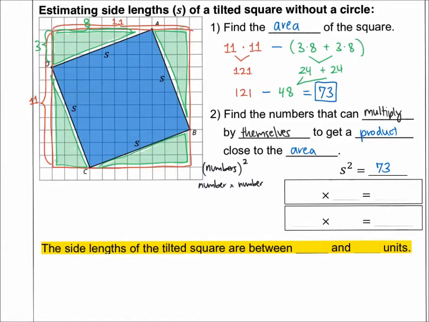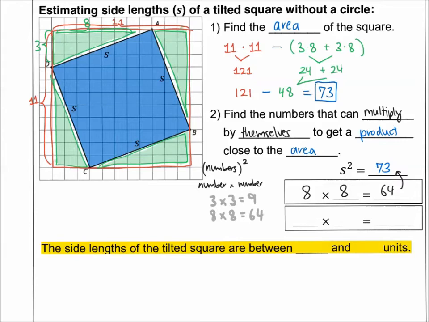We can test out numbers if we're not sure. For example, 3 times 3, that doesn't get us anywhere close. If we try bigger numbers like 8 times 8, that does end up getting us closer. 8 times 8 is 64, and that's pretty close to 73. So I'm going to write that as a potential answer. 8 times 8 is 64, fairly close to 73.